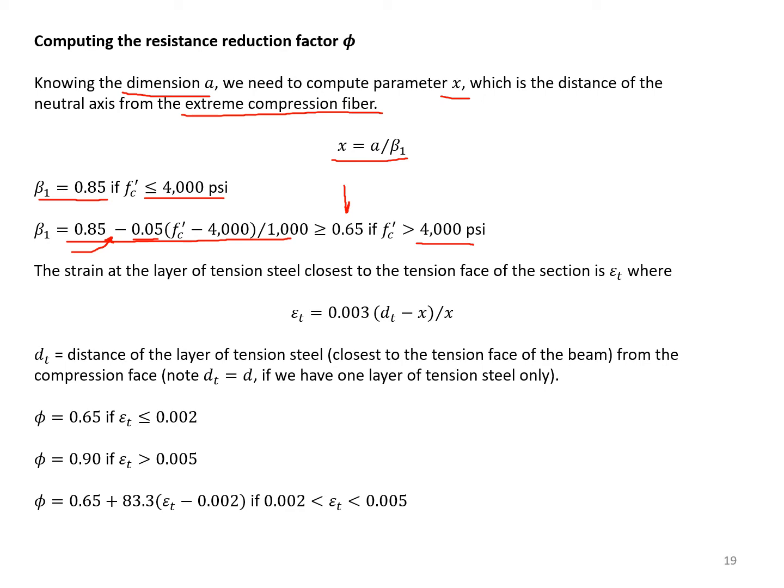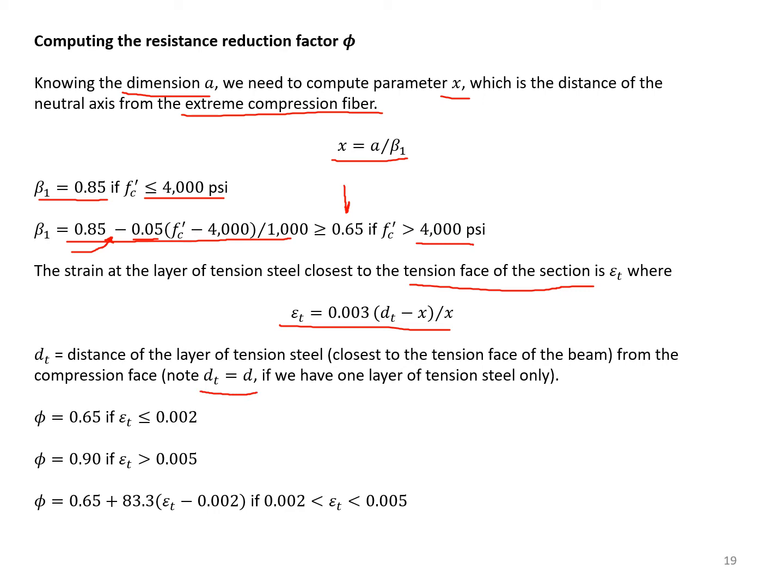Once we have x, then we compute the strain at the layer of tension steel which is closest to the tension face of the section. What do we mean by that? Well, this happens when you have several layers of tension steel in the tension area. Epsilon t is the strain at the first layer when you count them from the bottom. The good news is that if you have all the steel in one layer, then d and dt are the same.